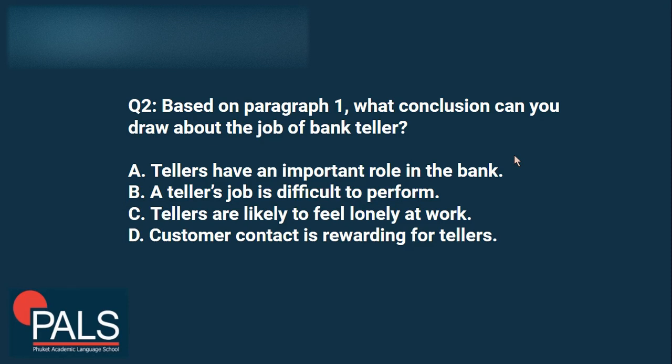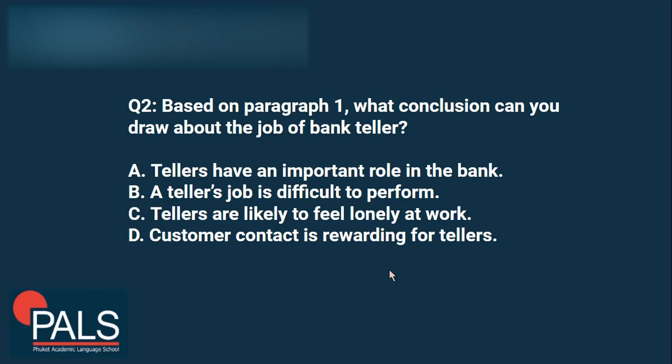A, tellers have an important role in the bank. B, a teller's job is difficult to perform. C, tellers are likely to feel lonely at work. And D, customers' contact is rewarding for tellers. Although D sounds good, we don't have evidence proving that. B and C are definitely not what we are looking for. Even with common sense and without reading the passage, you know that B and C are wrong. So we have A as the correct answer.